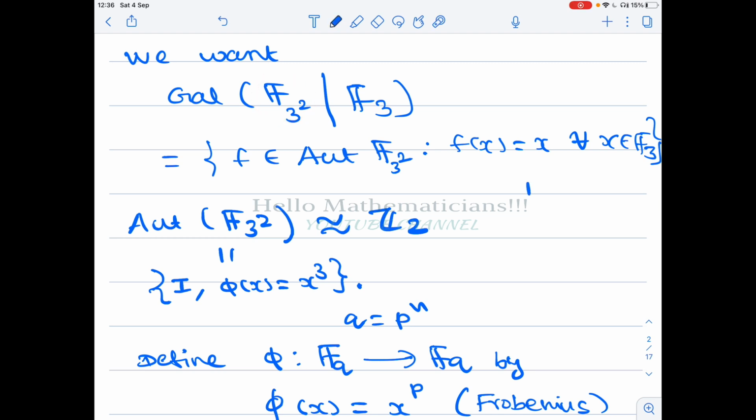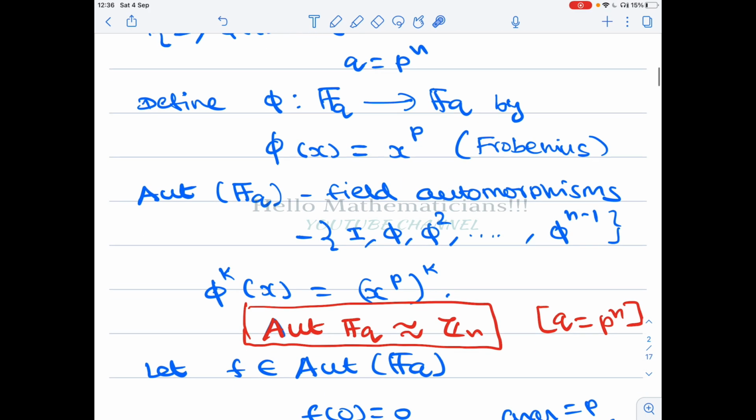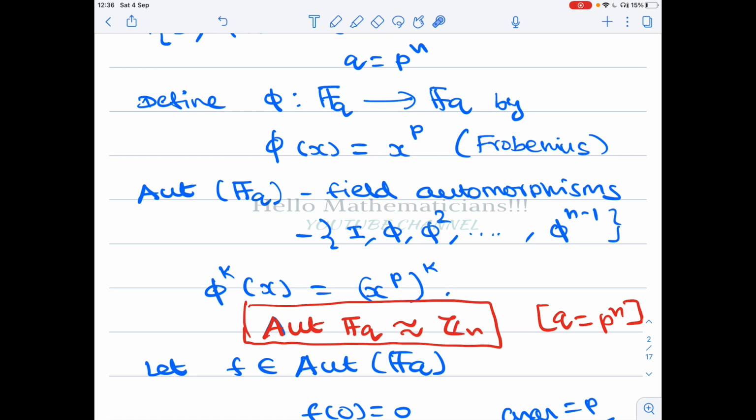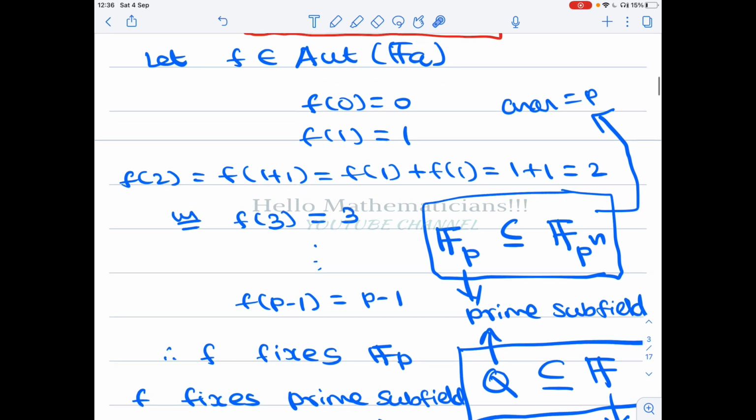So we get that the Galois group of F3 square over F3 is nothing but the automorphism group of F3 square, because every element of the automorphism group of F3 square will satisfy this condition. So let's see why every automorphism of FQ will fix the prime subfield.